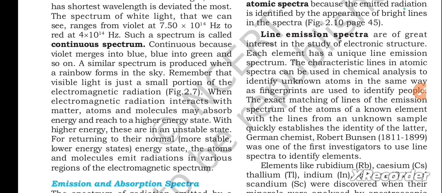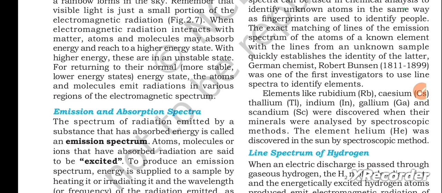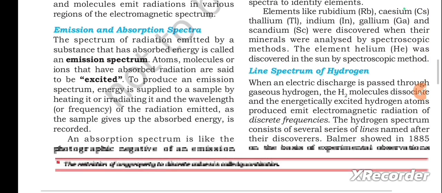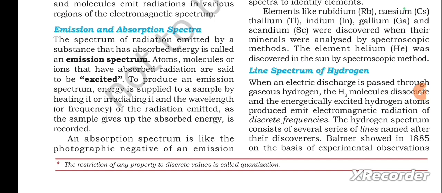When electromagnetic radiation interacts with matter, atoms and molecules may absorb energy and reach a higher energy state. With higher energy, these are in an unstable state. For returning to their normal, more stable, lower energy state, the atoms and molecules emit radiations in various regions of the electromagnetic spectrum. Next is emission and absorption spectra.